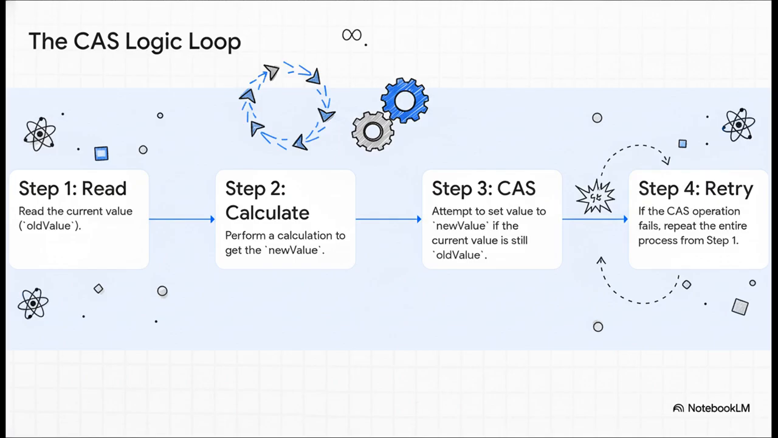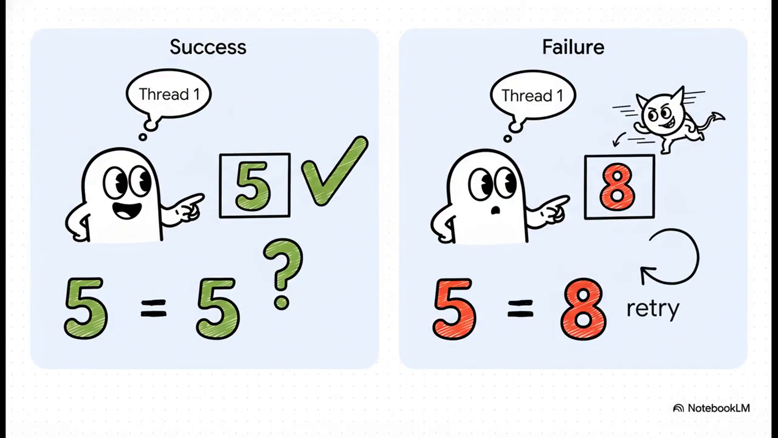That's why we call this a non-blocking or lock-free approach. And this slide just perfectly illustrates the two outcomes. On the left, you've got the happy path. Thread 1 expects the value to be 5. It is 5, so it updates to 6. Success. But look at the right. This is where things get interesting.